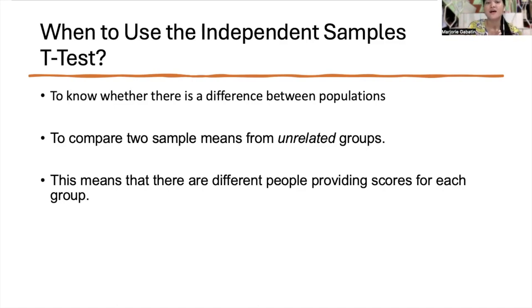You use this because you want to know if there is a difference between populations. Then you also use this to compare two sample means from unrelated groups. Meaning to say, there are different people providing scores for each group. Okay? So you have two groups of people which are not related with each other, meaning which are different. They are independent. So they come from two unrelated groups. That's when you use the independent samples t-test.